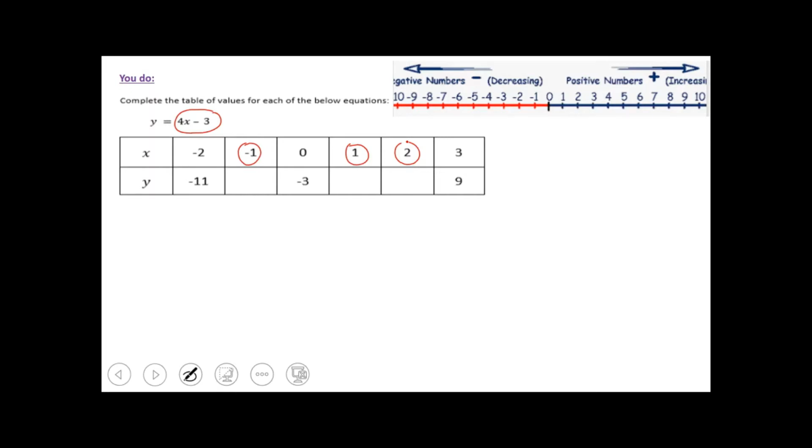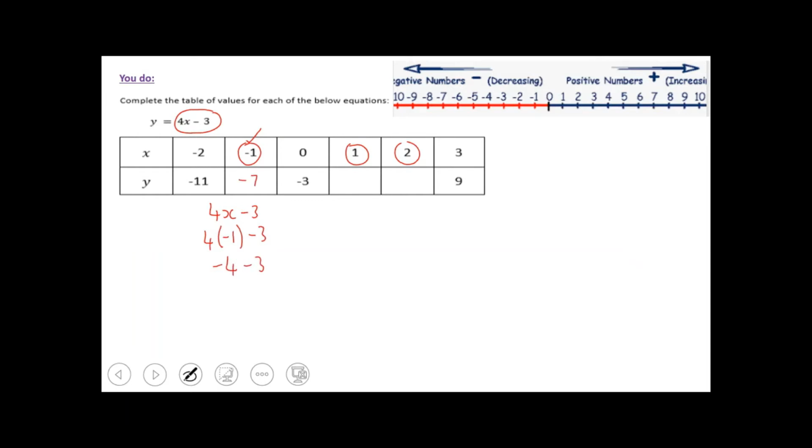Right, what you should have done is as follows. So we did say it's 4x minus 3. That's what the question says. We are replacing the minus 1 with the x: 4 times minus 1, take away 3. 4 times minus 1 is minus 4, take away 3 is minus 7.